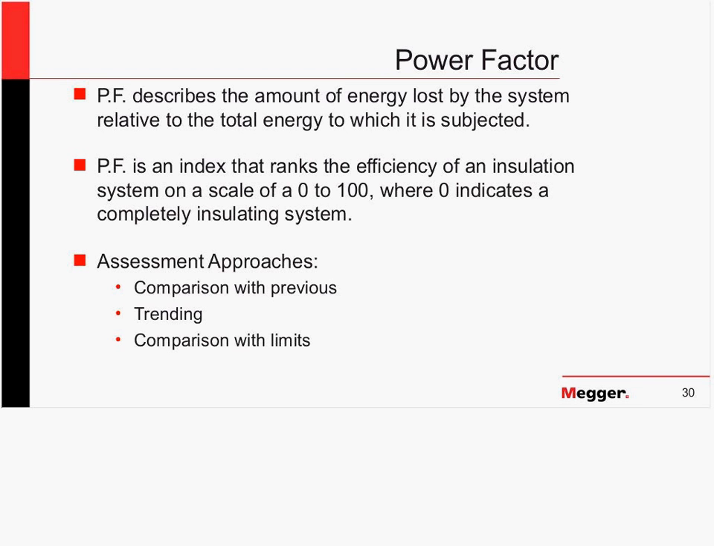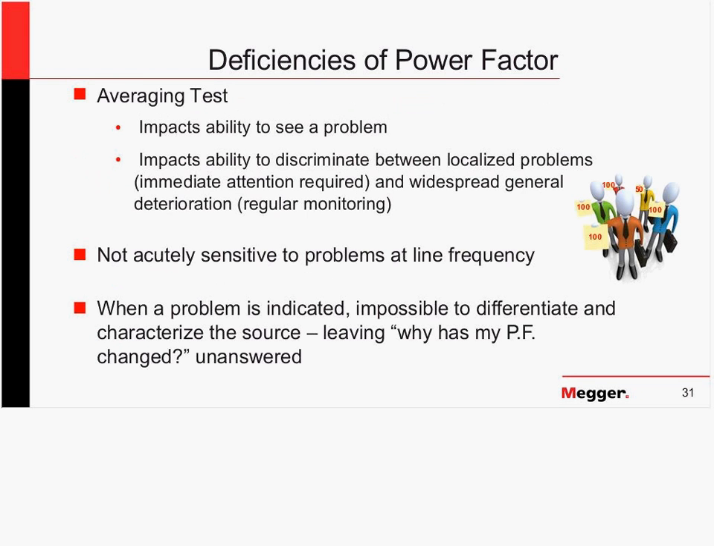Now, industry assessment approaches for power factor: compare with previous. And then trending. Trending is the same as comparing with previous, only it infers that there's more than one previous result. So if you have 10 previous results, that's nice because maybe you have an outlier, a variable that influenced your power factor results that threw it out of whack. You can quickly identify which are outliers that shouldn't be considered. So trending is nice. And then there's comparing with limits that have been established in the industry. Those are all methods to assess power factor.